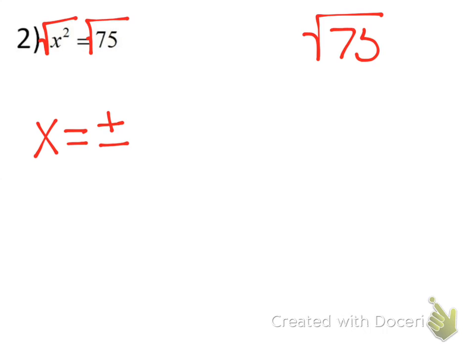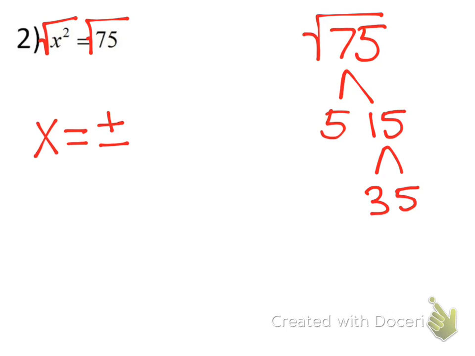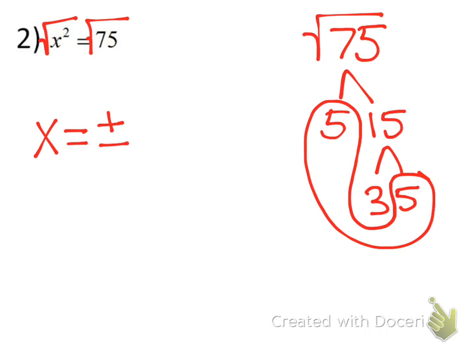Is 75 a perfect square? No. So let's do a factor tree. 5 and 15 will work. 3 and 5 will work. Here's a pair of 5s. They're going to break out together. So what goes right next to the plus or minus? A 5. They broke out. They became 1 5. Here it is. What's left over? The 3.